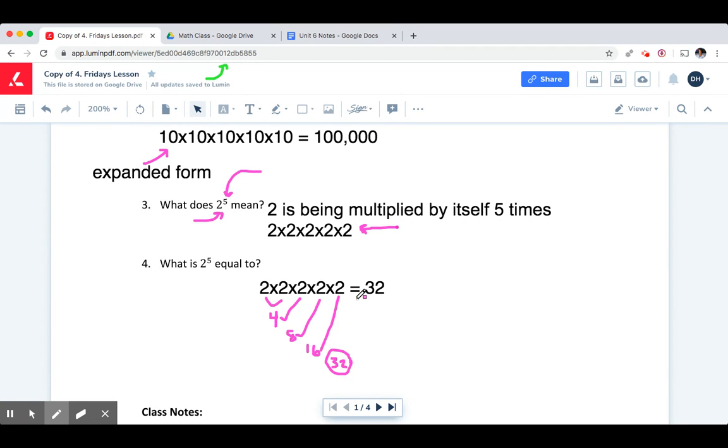The way to avoid a silly mistake here is to make sure that you always write out the expanded form number sentence. For example, if I had 3 to the power of 3, when I am solving, I'm going to write it in expanded form first. 3 is my base. It's being multiplied by itself 3 times. So this is equal to 3 times 3 times 3. And then I would solve.